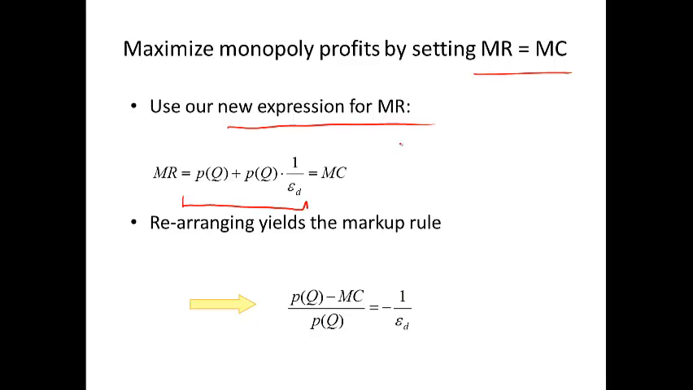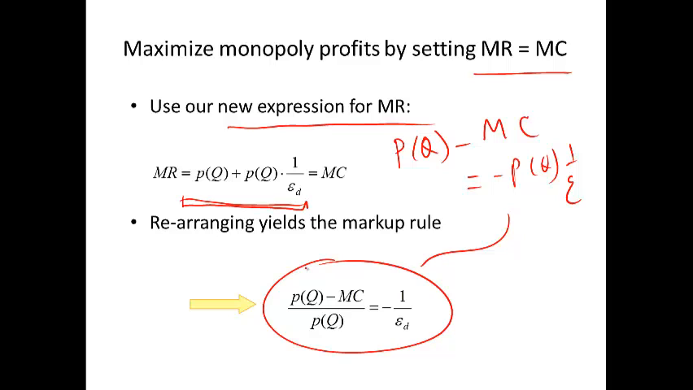So we could derive it ourselves, working from this equation here: P of Q minus MC would equal minus P of Q times 1 over the elasticity. But we could take that a step further by dividing both sides by P of Q, and we would get this equation right here.